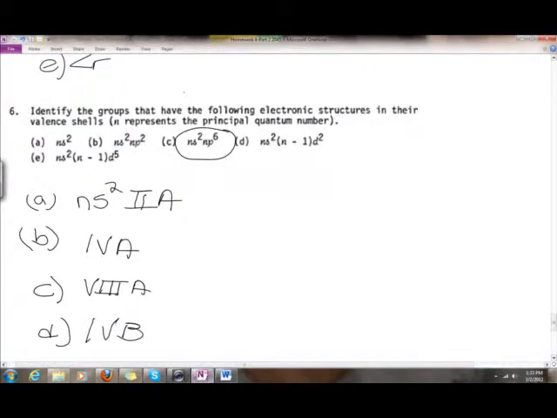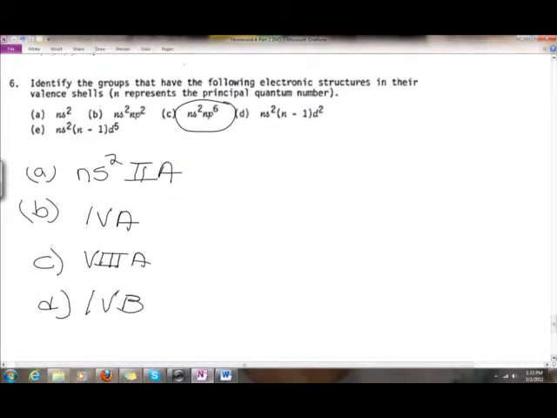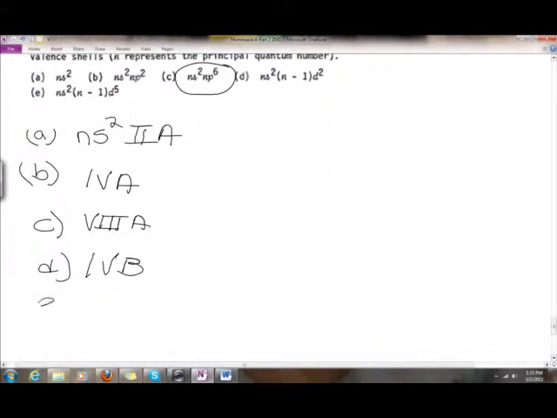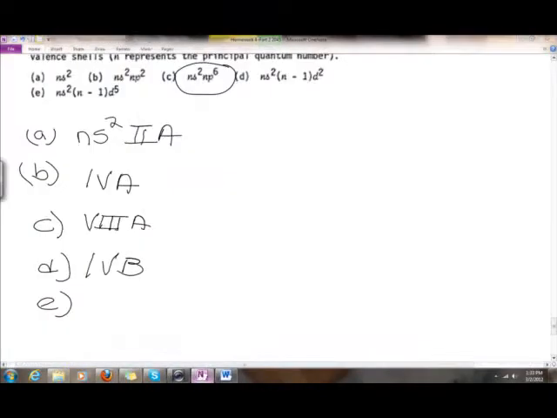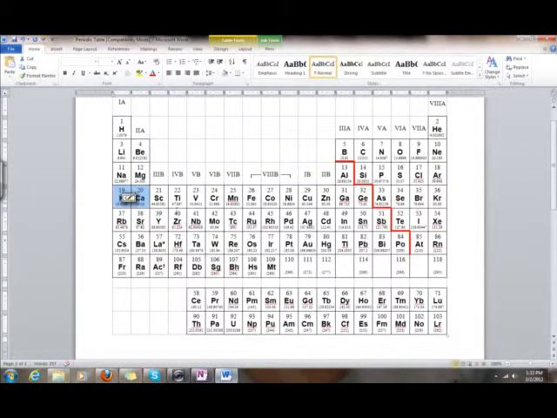And how about the E? On the E, we would have ns2, (n-1)d5. ns2 doesn't matter. Let's choose this one. ns2, right? And then we go with 4d5. 1, 2, 3, 4, 5. So what is it? The 7B.